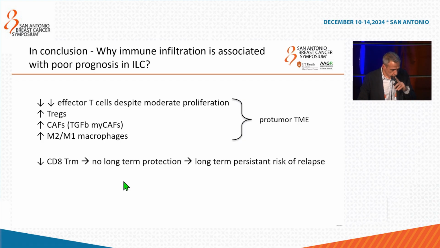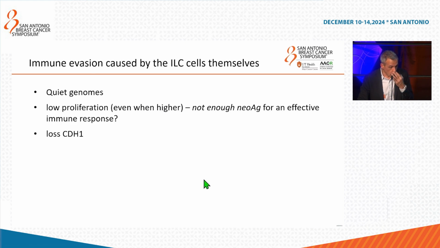So to conclude, immune infiltration is associated with poor prognosis in ILC. What we learned from these studies is that we have clearly fewer effector T cells despite moderate proliferation. You have more Tregs, you have more bad CAFs, the TGF-beta CAFs. You have more bad macrophages. That all points to a pro-tumor TME. And we have fewer CD8 TRM, which shows no long-term protection, which may explain the later occurrences of these lobular cancers.